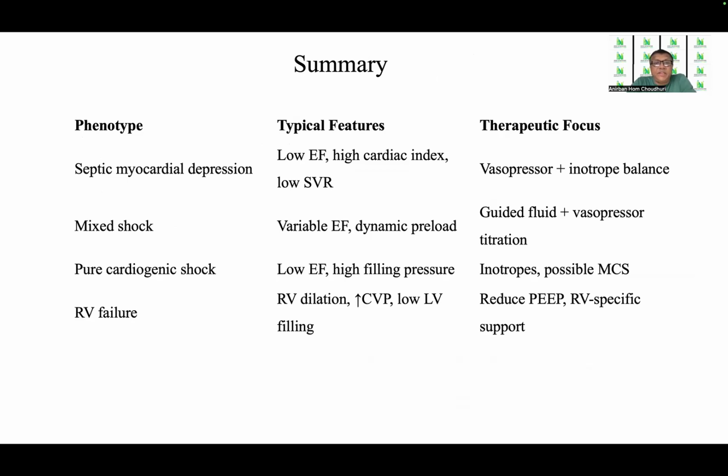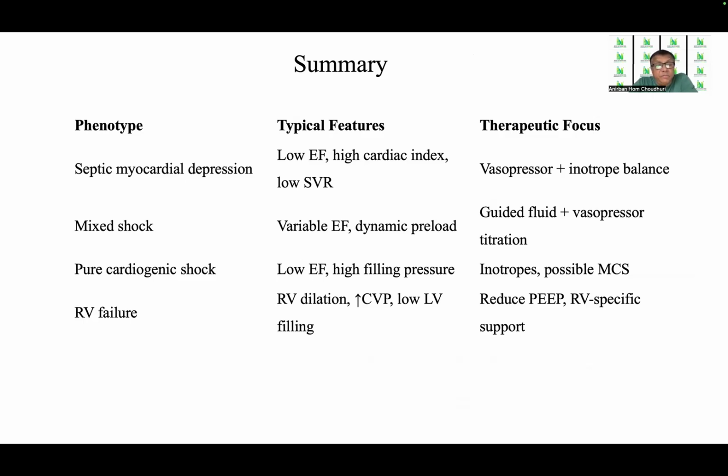So if we look finally into the phenotypes and their features and the therapeutic focus, we see that in septic myocardial depression, we usually find a low ejection fraction, high cardiac index, low SVR, and the therapeutic focus is towards vasopressor and inotrope balance. In mixed shock, where there are components of both septic shock and cardiogenic shock, we usually get variable ejection fraction with a dynamic preload, and the therapeutic focus is guided fluid administration with vasopressor titration.